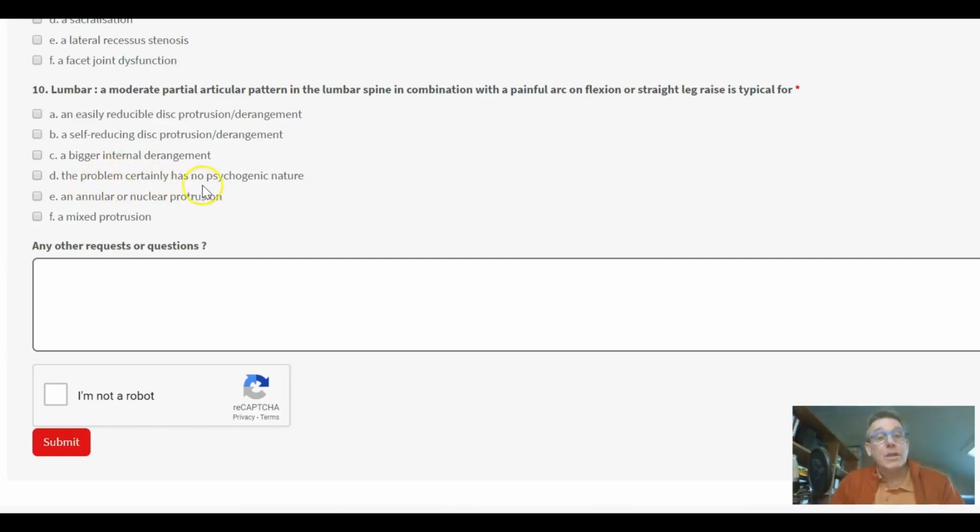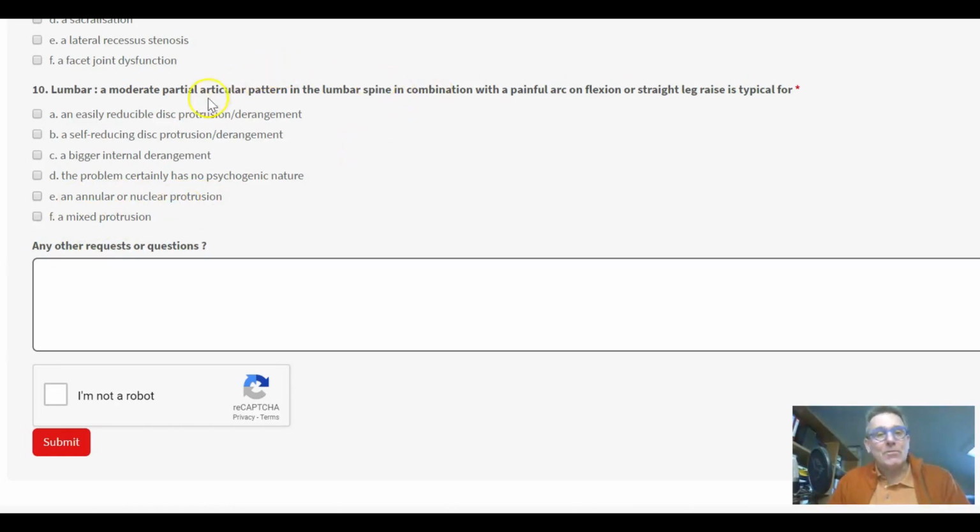The problem certainly has no psychogenic nature. Indeed, this is correct. Psychogenic patients never show a painful arc. But to discover a painful arc, you have to perform your clinical examination in a correct way, of course, which I explain during other films and during our courses. It's not typical for an annular or a nuclear protrusion. It's not typical for a mixed protrusion.